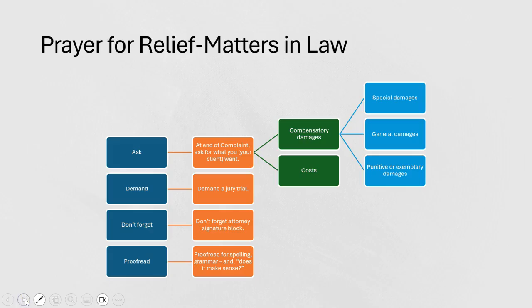Prayer for relief. This is really important. You need to ask and demand, and don't forget attorney fees, and be sure to proofread. So ask at the end of the complaint for compensatory damages and costs. And remember that when there's compensatory damages, they might fall into 3 different areas: special damages, general damages, or punitive or exemplary damages.